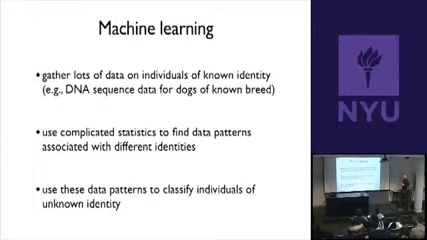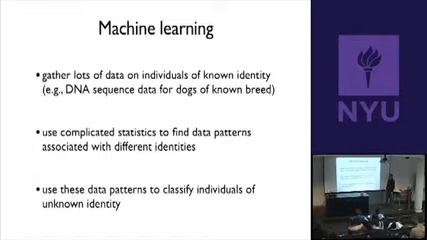And so the components of machine learning are, the first thing you do is you gather lots of data on individuals of known identity. So in this example, what we do is we get DNA sequence data for a lot of dogs where we know their breed, and the breeding records are really good, and we know it's purebred, and so on. So you gather lots of data. And then you do something a little bit mysterious. You use complicated statistics to find patterns in these data. And what you're looking for is patterns in the data that are associated with these known identities. I'll give you a familiar example of this in a second.